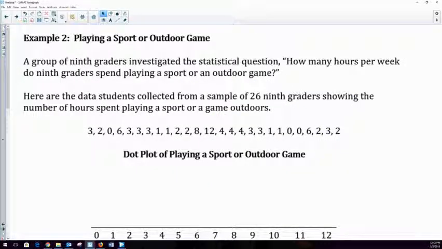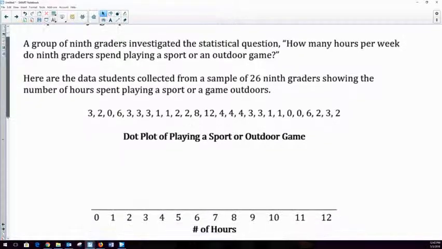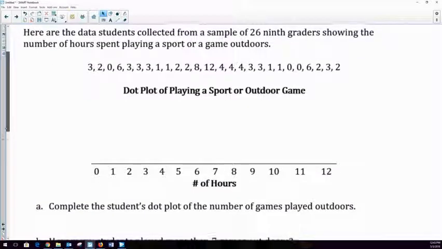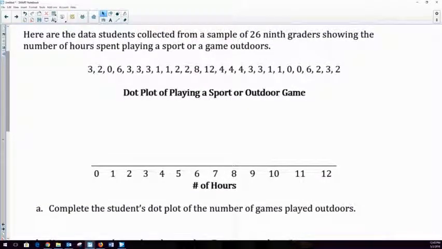Example number 2 is talking about playing a sport or an outdoor game. So this dot plot is the number of hours on average 9th graders spend playing an outdoor game or just being outside during the day. Before we get any further, I want to make sure you guys correct the bottom here. Instead of saying number of hours, this actually should say the number of games. So we're going to go through and put our X's or dots just like we did on the previous problem. So you go ahead and do yours as I go ahead and do mine.